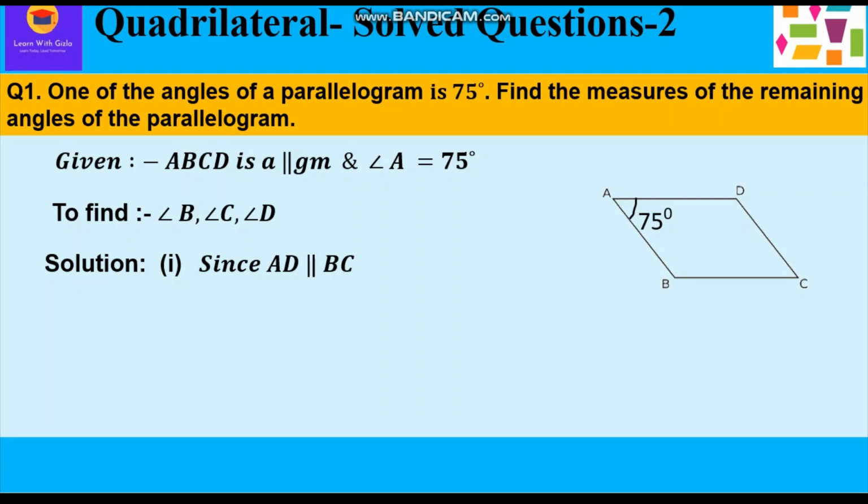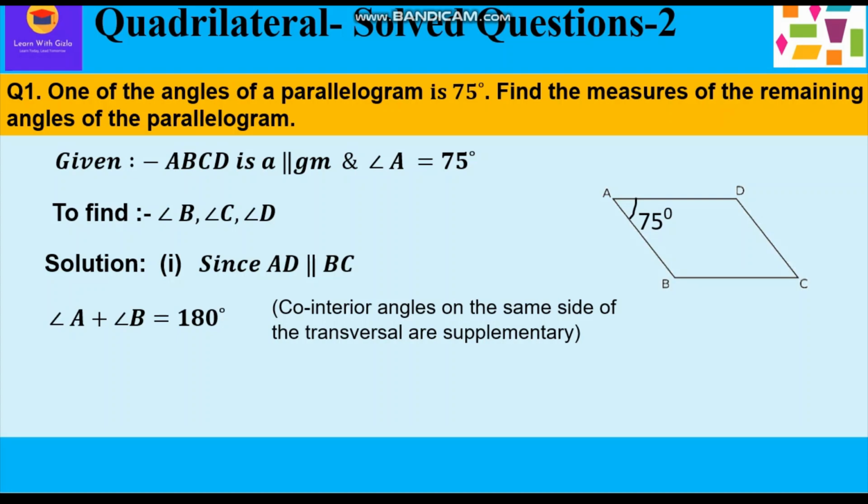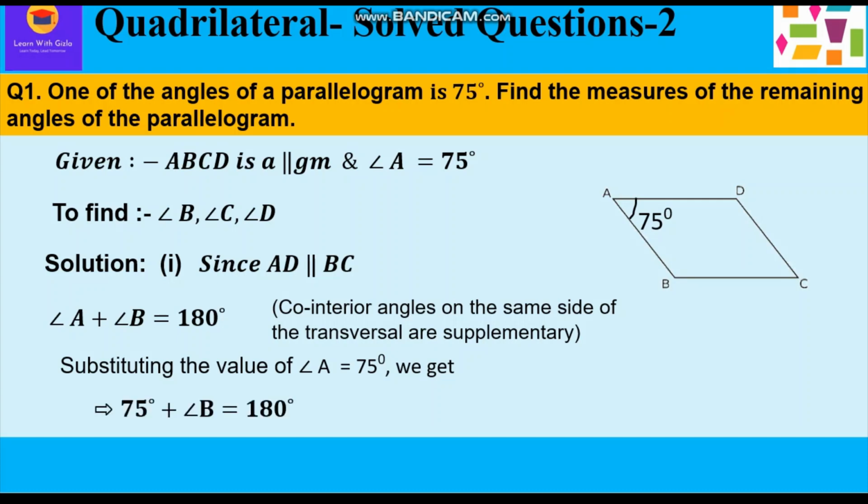Now since AD is parallel to BC, as they are the opposite sides of the parallelogram and they are parallel, we can say that angle A plus angle B is equal to 180 degrees. Since co-interior angles on the same side of the transversal are supplementary, their sum is 180 degrees. Now further we shall substitute the value of angle A, that is 75 degrees, which was given to us. So we will write 75 degrees plus angle B is equal to 180 degrees. Further, angle B is equal to 180 degrees minus 75 degrees, which is equal to 105 degrees.